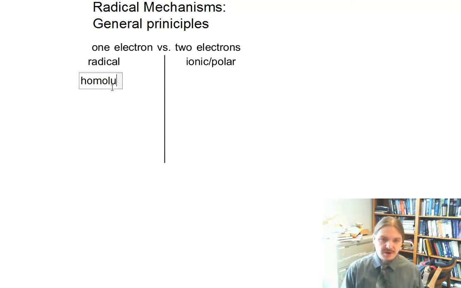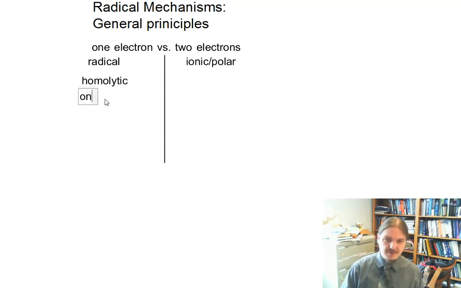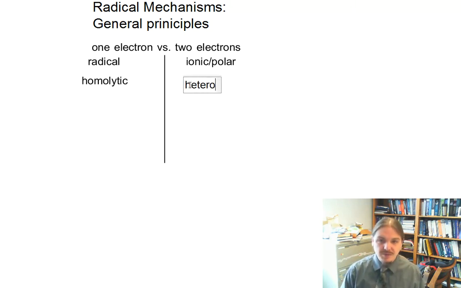Another label used to talk about radical reactions or one electron reactions is the word homolytic. A homolytic reaction means that when bonds break, each atom that shares that electron pair gets one of the two electrons. I'll show an example of that here in a moment. Ionic and polar mechanisms tend to be heterolytic, which means that when a bond breaks, one atom in the pair gets both electrons. So here's what I mean by that.